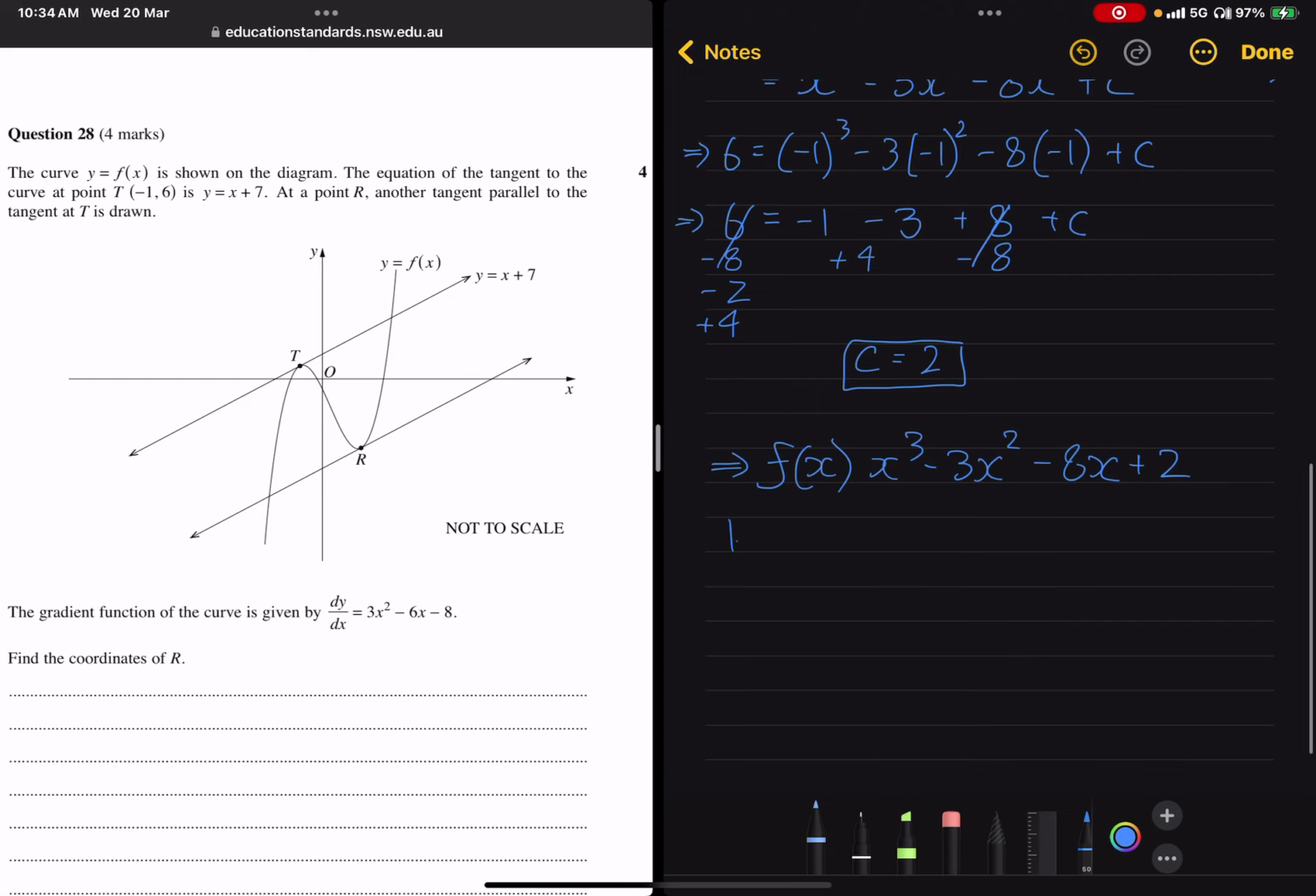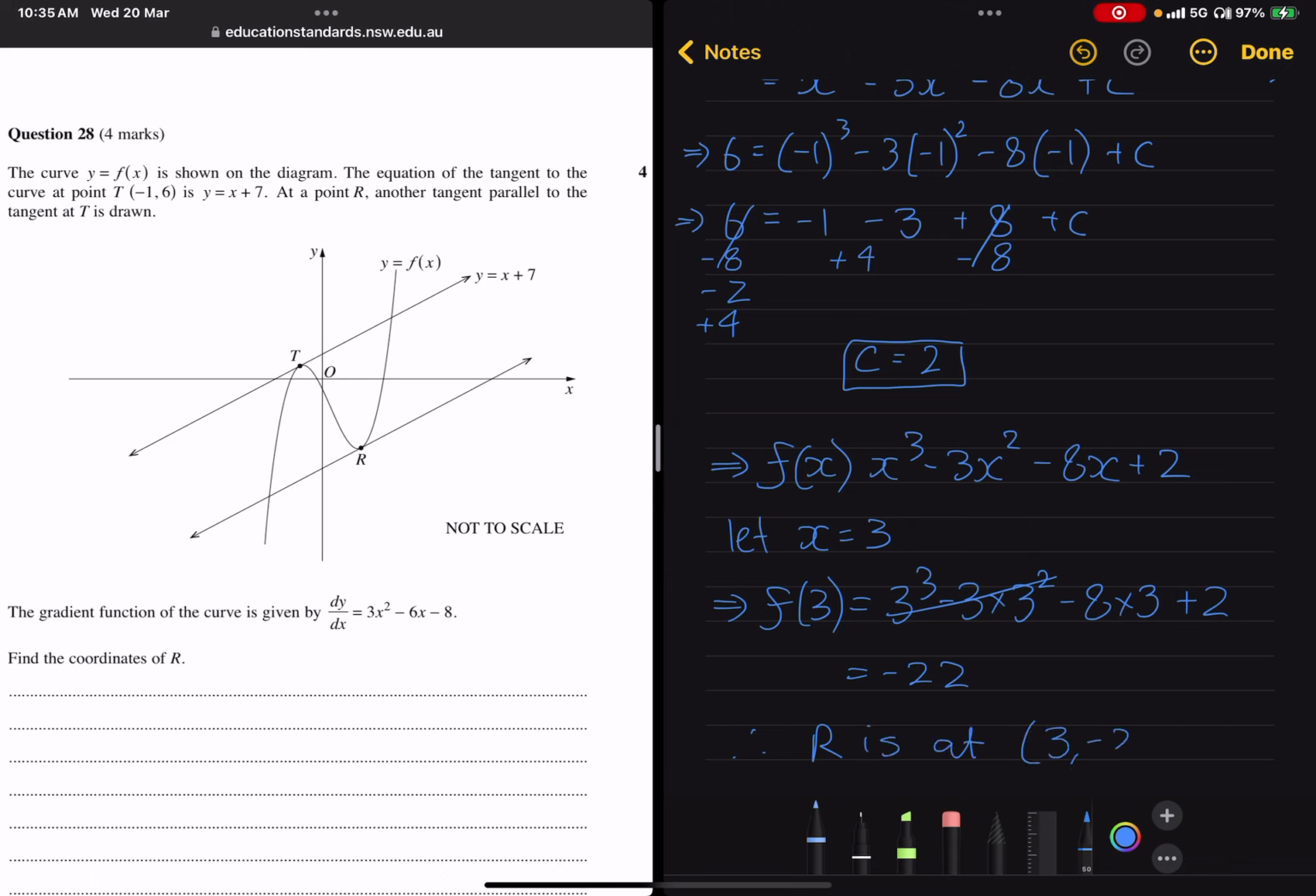So now we need to let x equal 3. We're going to get f of 3, which is the y-coordinate we're after. The y-coordinate of r is 3 cubed minus 3 times 3 squared minus 8 times 3 plus 2. So this is 3 cubed minus 3 cubed. These just cancel. We have minus 8 times 3 is minus 24. Minus 24 plus 2 is minus 22. So therefore, r is at 3, minus 22. This is the coordinate points for r.